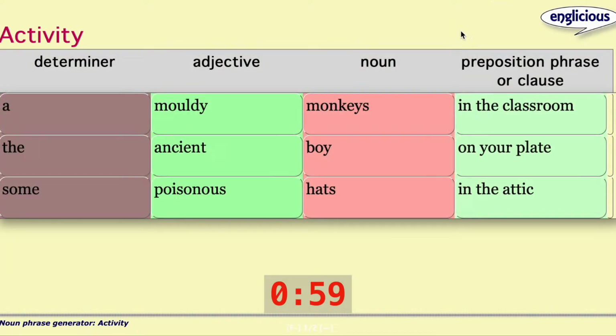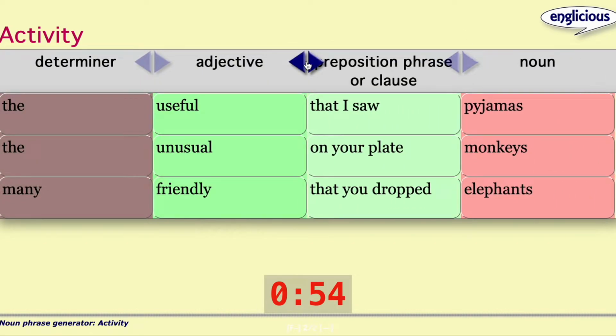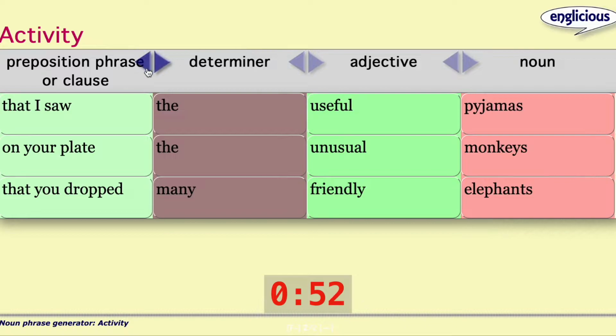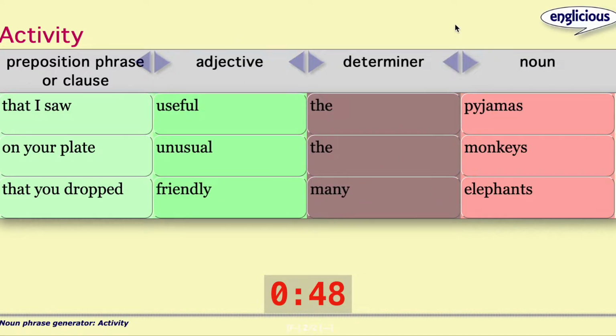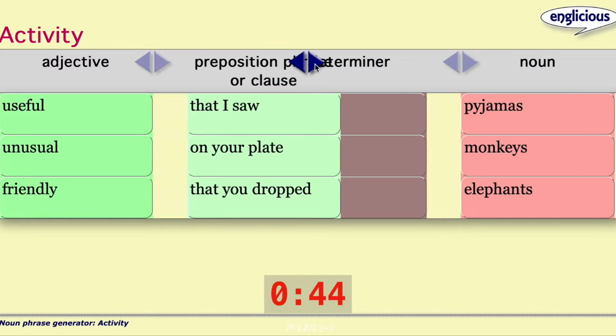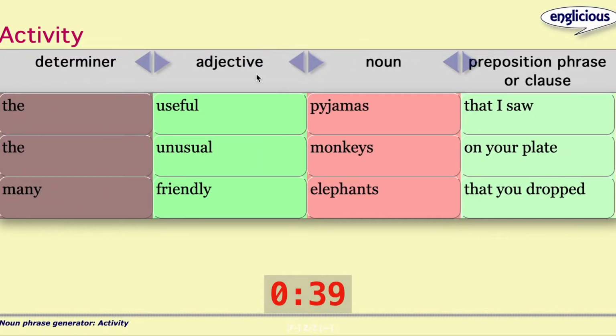So from here we are going to go to the second slide, and the first thing you'll see are these blue arrows at the top of the columns. If we click those, we can mix around the order or the syntax of these noun phrases, and your learners will notice that in some orders these just don't seem to make sense. So "that I saw useful the pajamas" just doesn't sound right in English, so we can find out what is the correct or meaningful syntax.